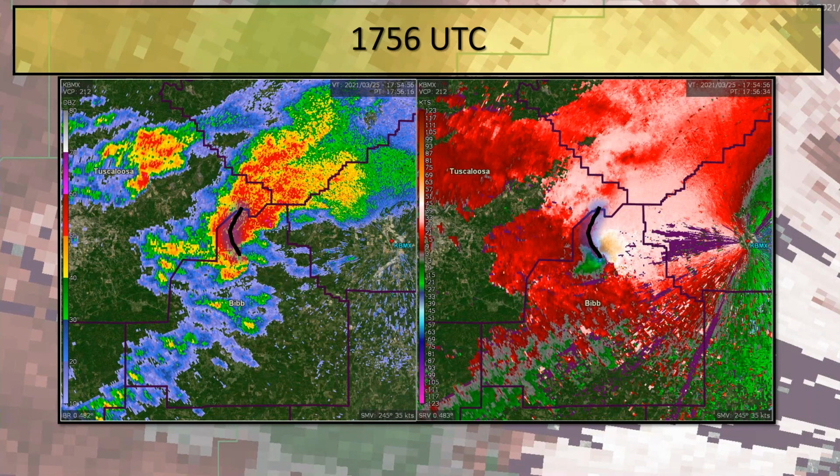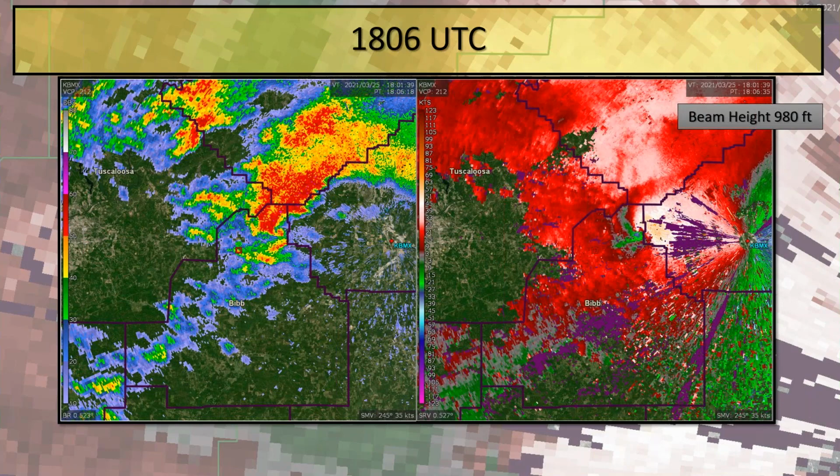And also note where the convergence would be here, in a literal sense where the inbounds meet those strong outbound signatures. Really strong convergence happening here underneath the low-level mesocyclone. That gives you a clue, even though we know the tornado's ongoing here, that reoriented vorticity into the vertical is really being stretched and tilted pretty strongly right now.